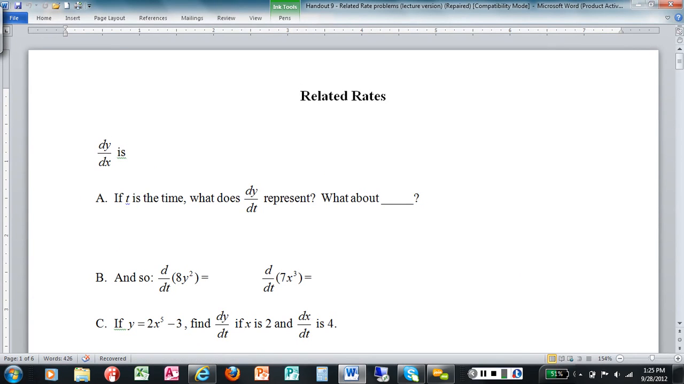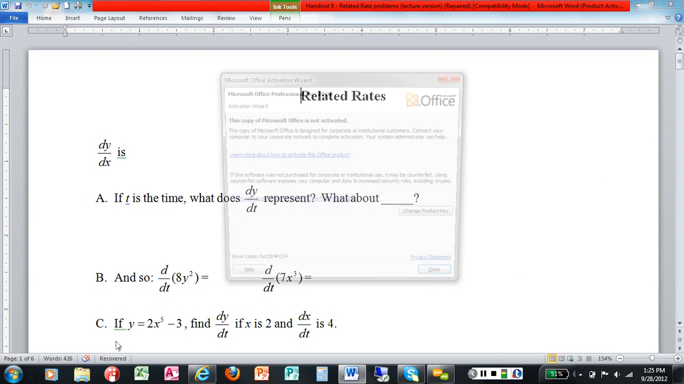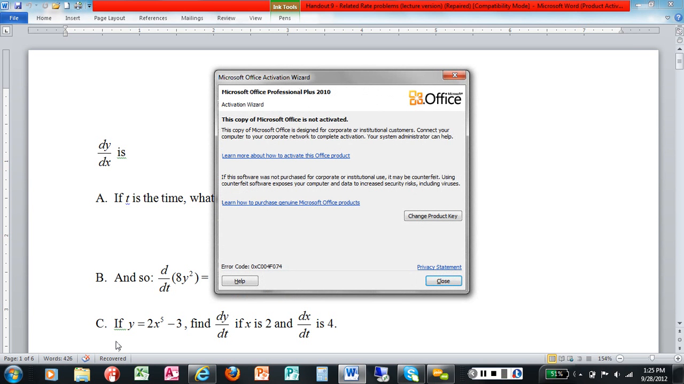All right, let's start talking about related rates. Hopefully that won't close out again. And by that, what we mean, we're going to look at dy dx. We're going to go back to thinking about dy dx representing the slope of the tangent, right? If we're talking xy equations.